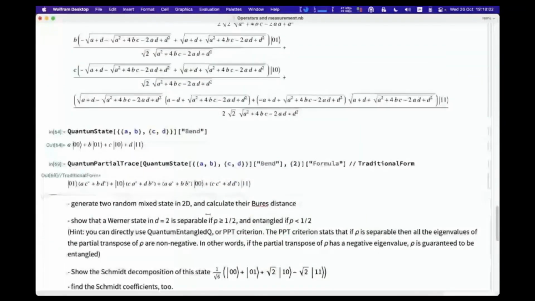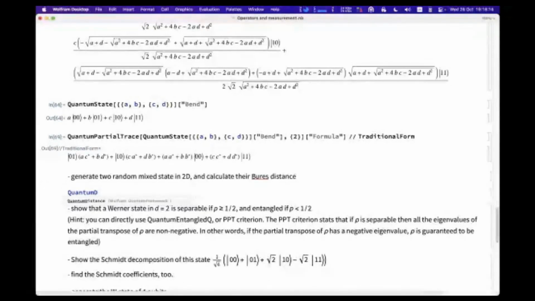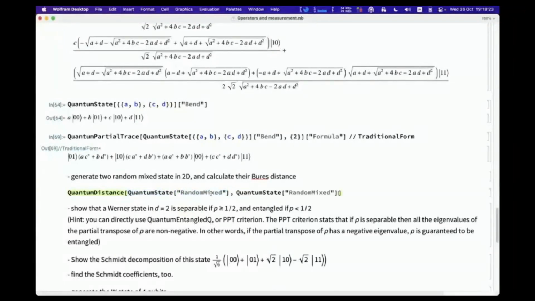Traditional form. Two random mixed states in 2 dimensions, calculate their Bures distance, which is a very particular metric for the distance. So how does it transform? Okay, Miguel, I know this is a common question that we got from many students. So Nick, let's show it one more time.